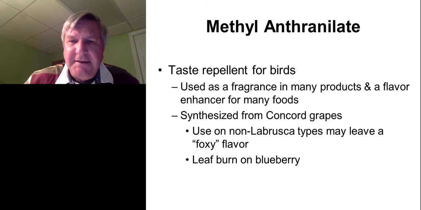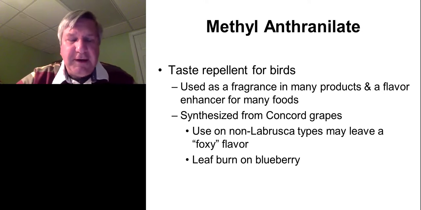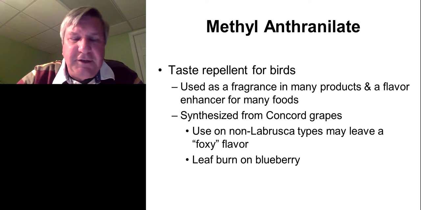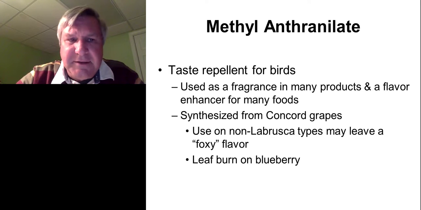Methyl anthranilate is a derivative of Concord grapes. It's sold as a taste repellent. It can be kind of expensive. Last time I looked, it was a little over $100 for a gallon. Then diluted and sprayed. Sometimes it's put on golf courses to deter geese, but it can also be sprayed on crops, fruit, to deter the animals, the birds. It irritates their sense of taste.